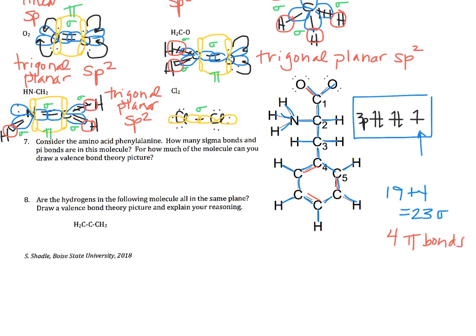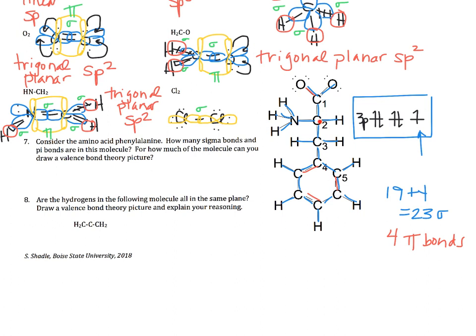Now, the second part of the question is for how much of the molecule can you draw a valence bond theory picture? I'm not actually going to do this in this video, but you have all the pieces that you need to do it. So for example, this carbon, as a central atom, has 3 regions of electron density around it. That is going to mean it's trigonal planar. It's going to look like an sp2 center. So it's going to look something like this.